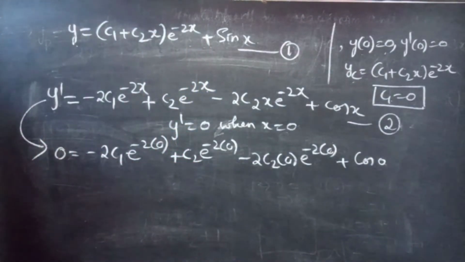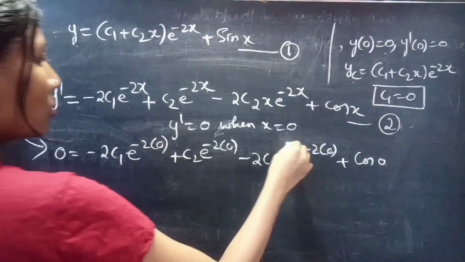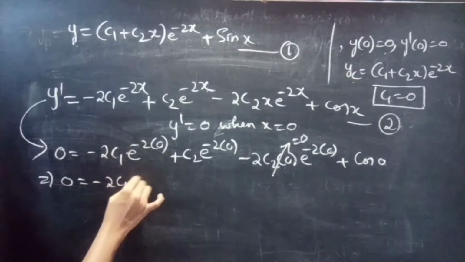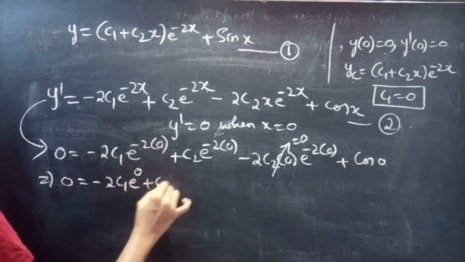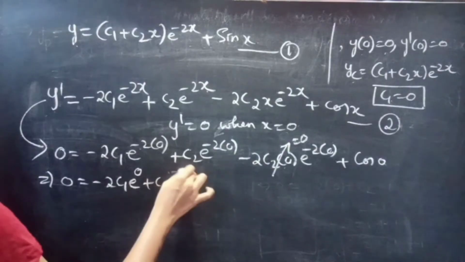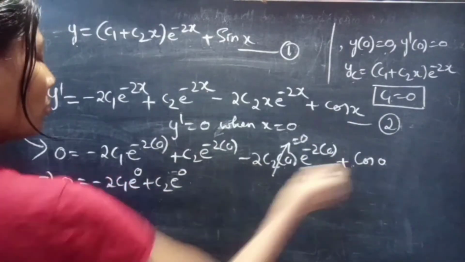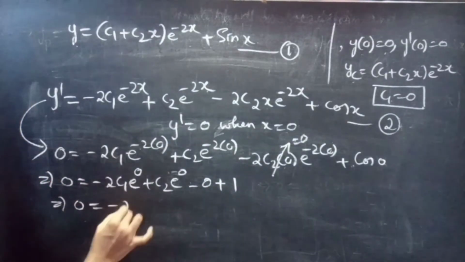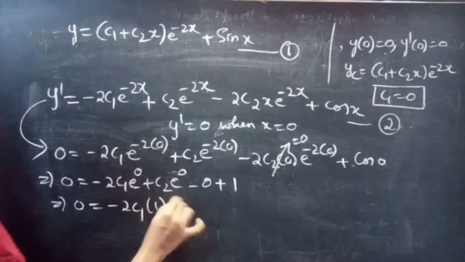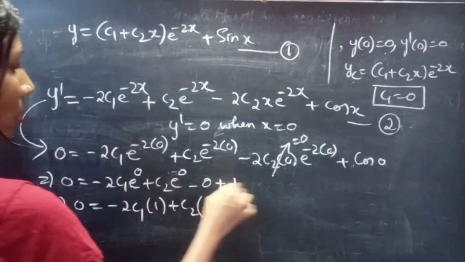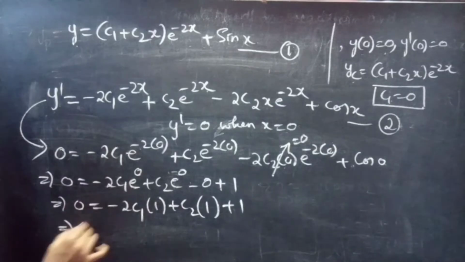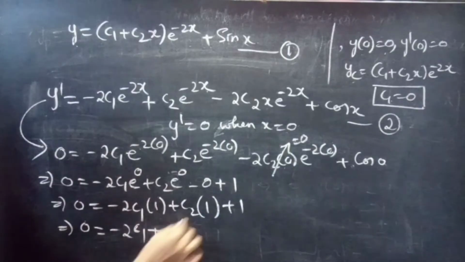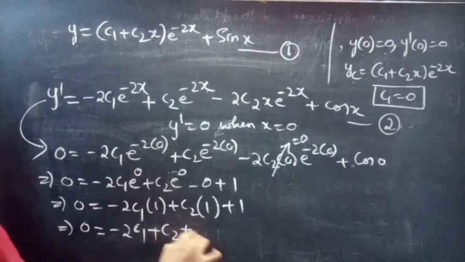We know that 0 into anything is 0, so this total term becomes 0. Then 0 equals to minus 2c1 into e power minus 2 into 0, which is e power 0, plus c2 e power minus 2 into 0, plus cos 0 is 1, right? Then we'll get 0 equals to minus 2c1 into e power 0 is 1, plus c2 into e power 0 is 1, plus 1, right? Now we have 0 equals to minus 2c1 plus c2 plus 1.